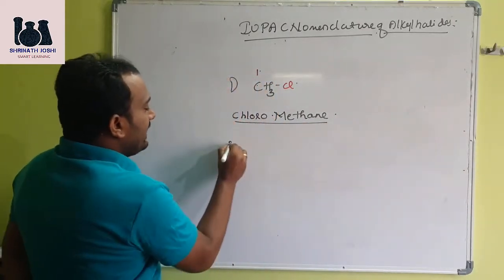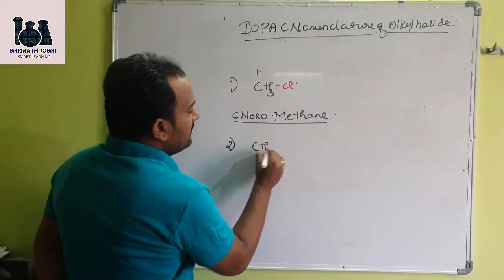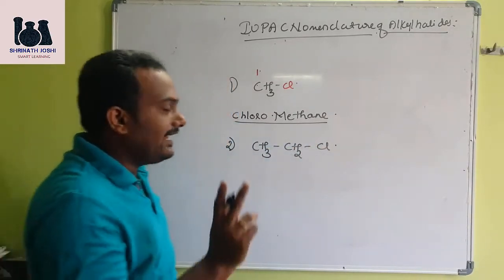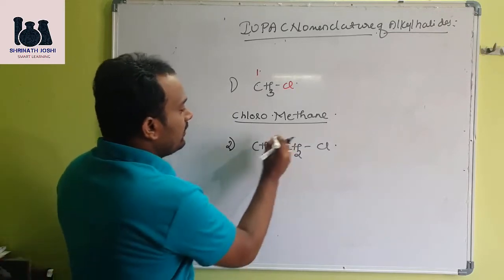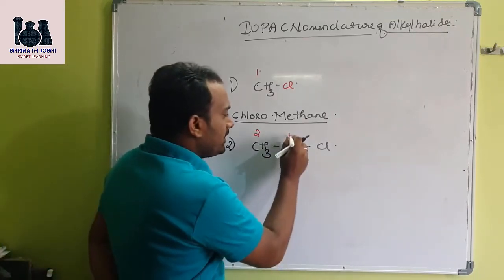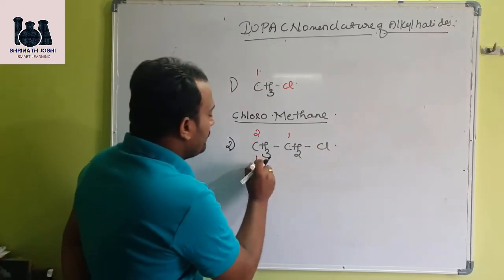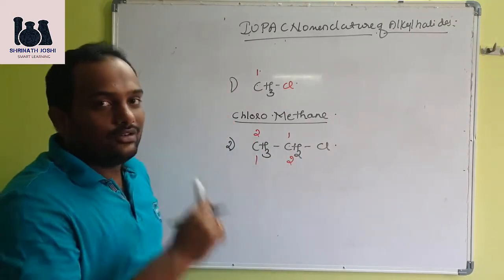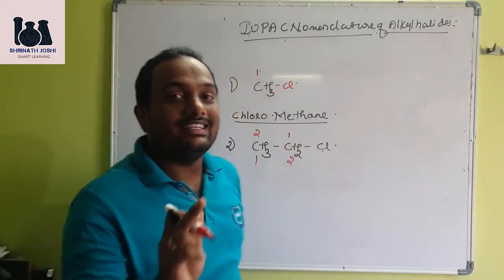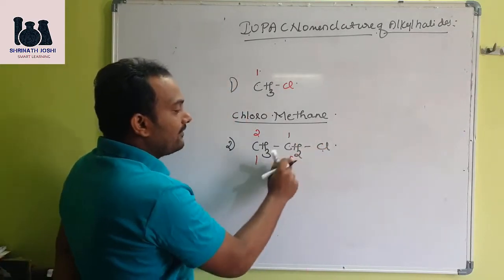Moving on to the second one, we have CH3CH2Cl. Now I told you to select the longest. Here longest is 1 and 2. Majority of students are confused, why have I given the first preference to CH2, why can't I give it as 1 and 2? Second rule, remember, halogen containing carbon should get the least number. That's why I have not given 2, I have given 1.